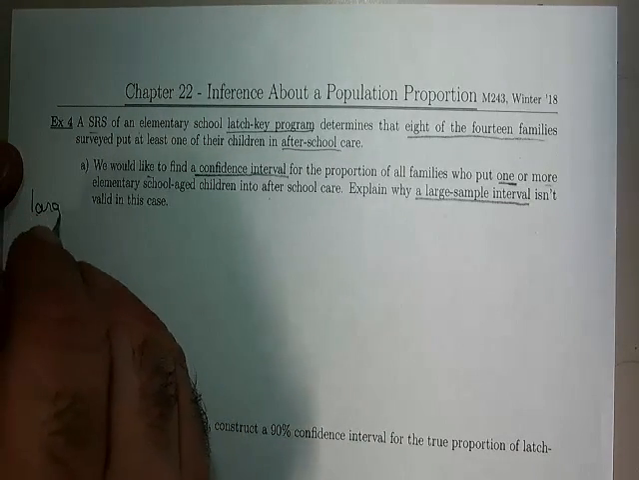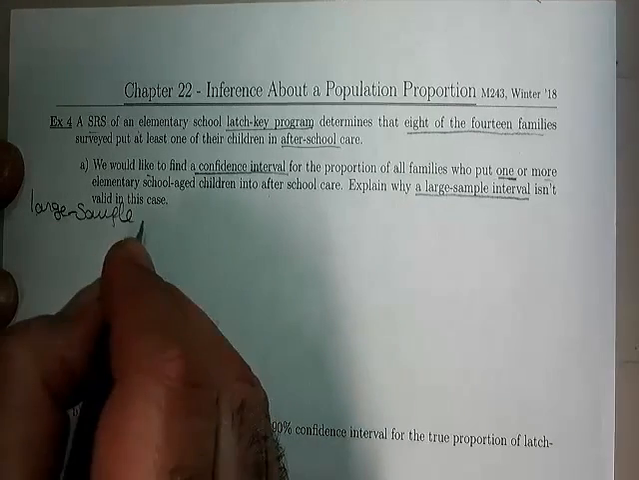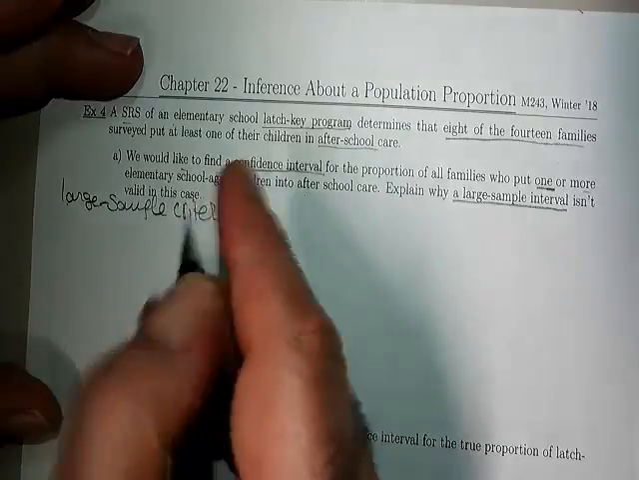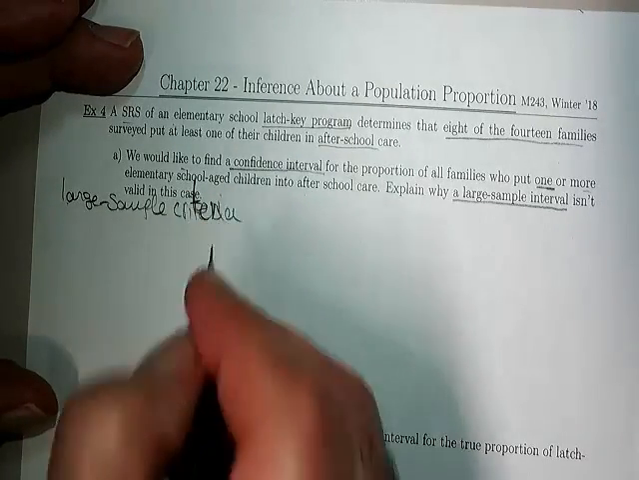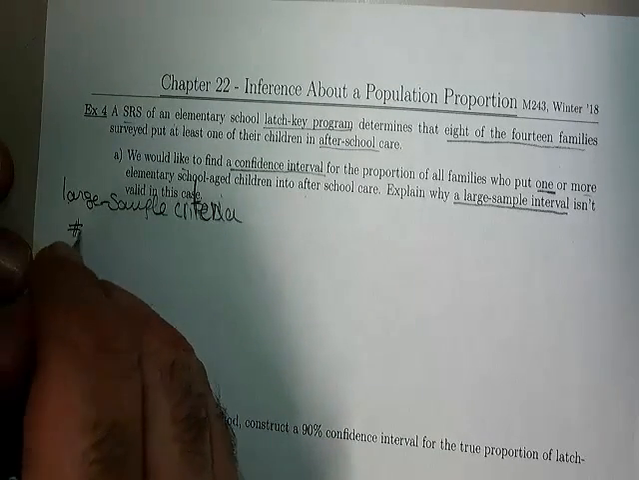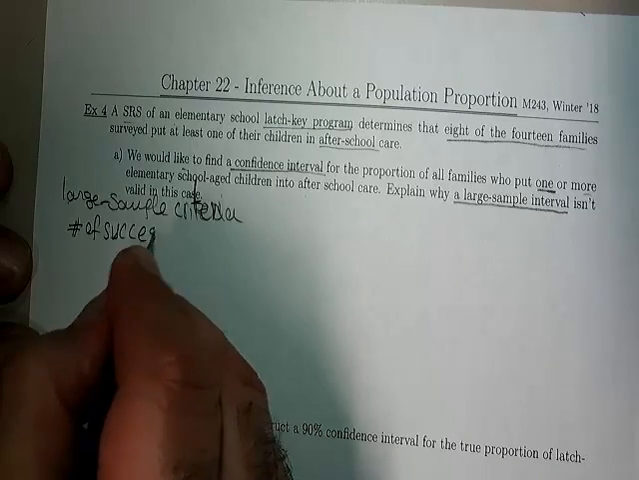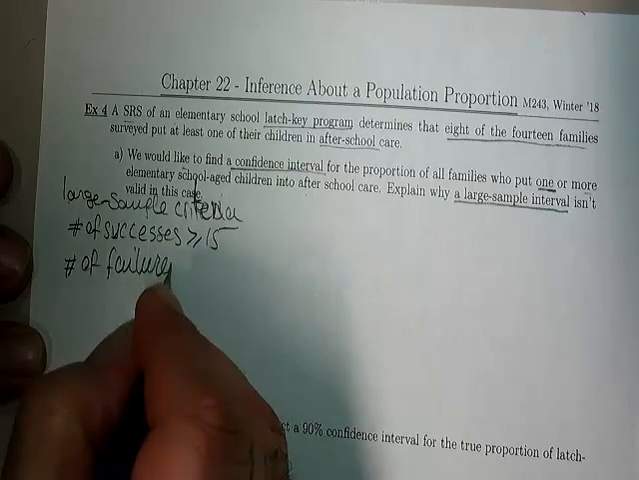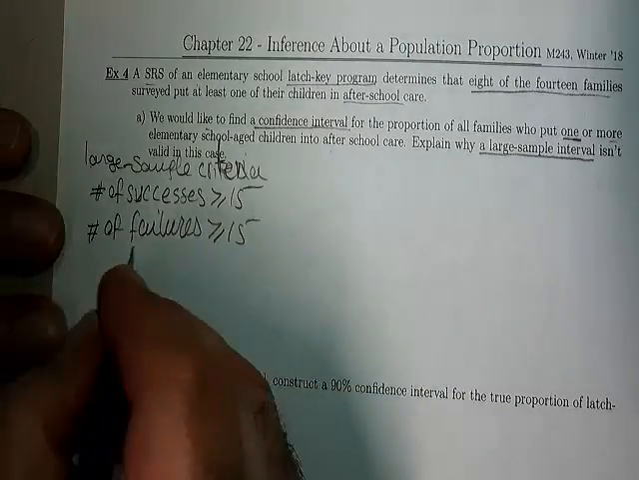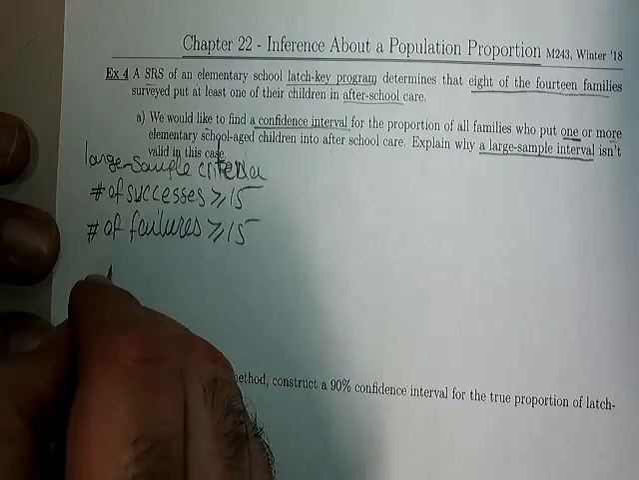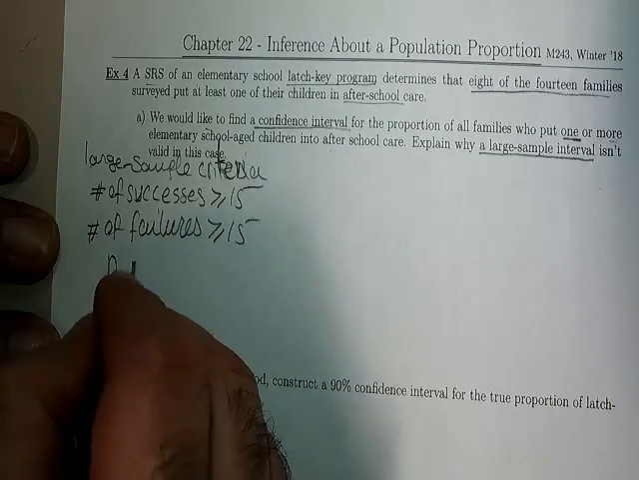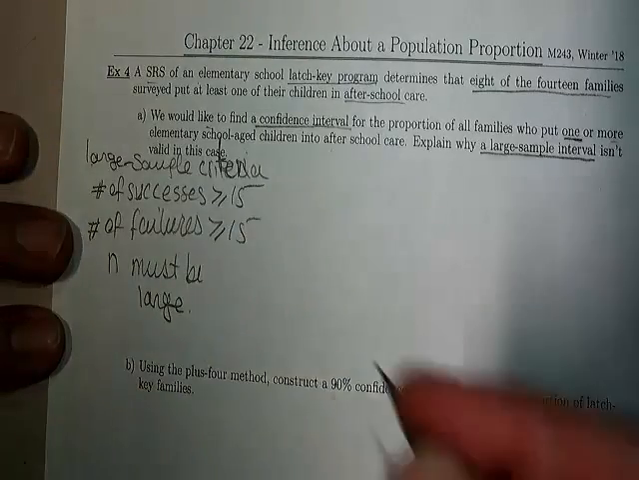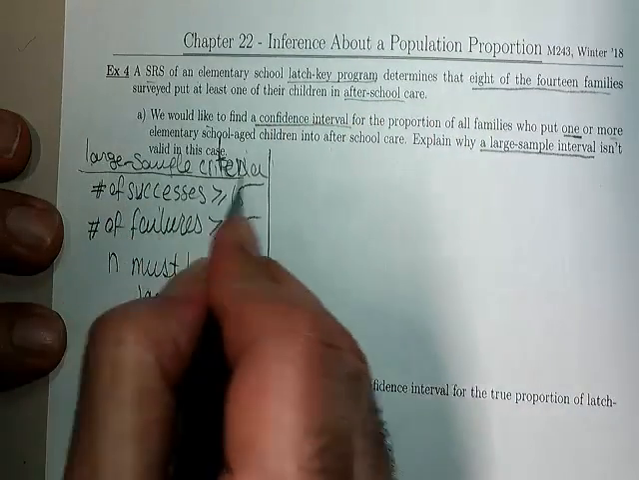Okay, for the large sample criteria, the number of successes has to be greater than or equal to 15. The number of failures has to be greater than or equal to 15. N must be large. Okay, this is for the large sample criteria.